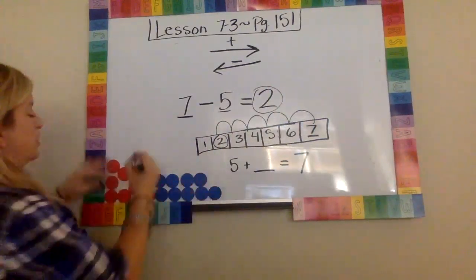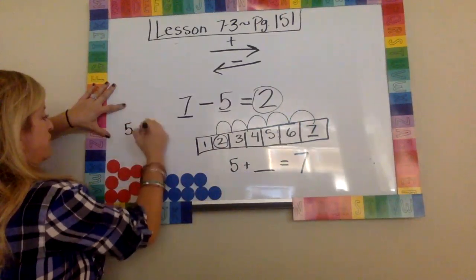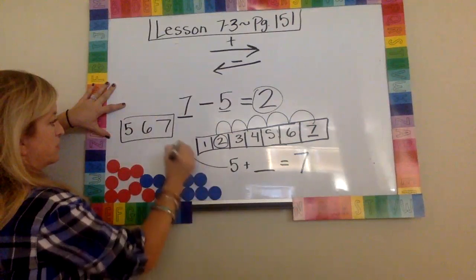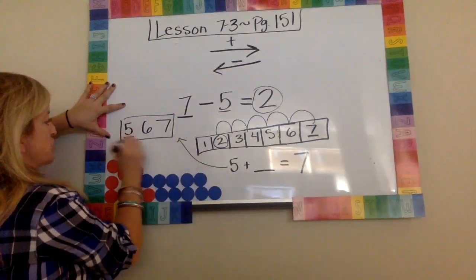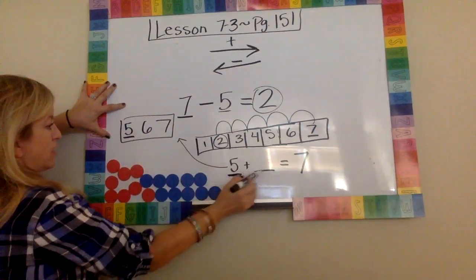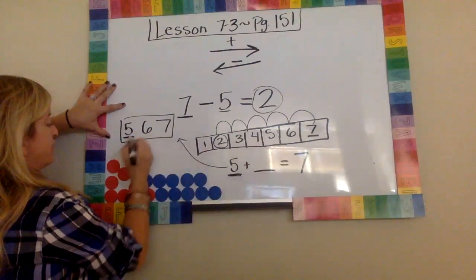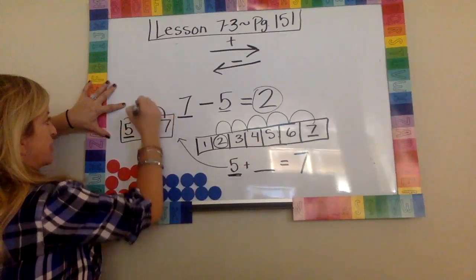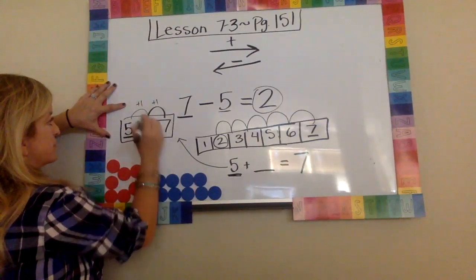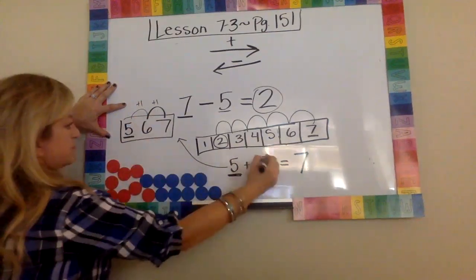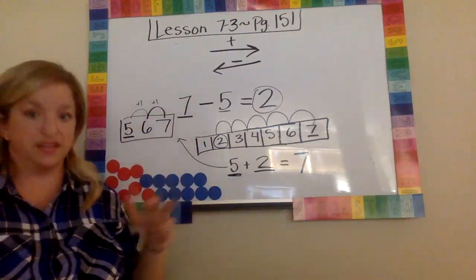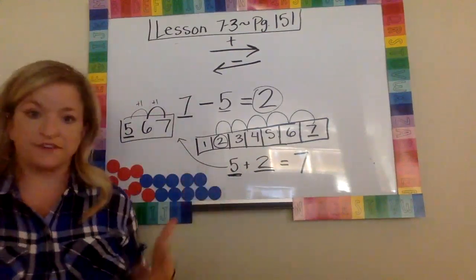If I wanted to count on, I could do this. I could do 5, 6, 7. Here's my counting on over here. Okay. I'm going to start at my smallest number like we've been doing. I'm going to count on how many until I get to 7. 5, 6, 7. I have plus 1, plus 1. So that's 1, 2 jumps. 5 plus 2. Do both work? Yes. They're just different strategies.